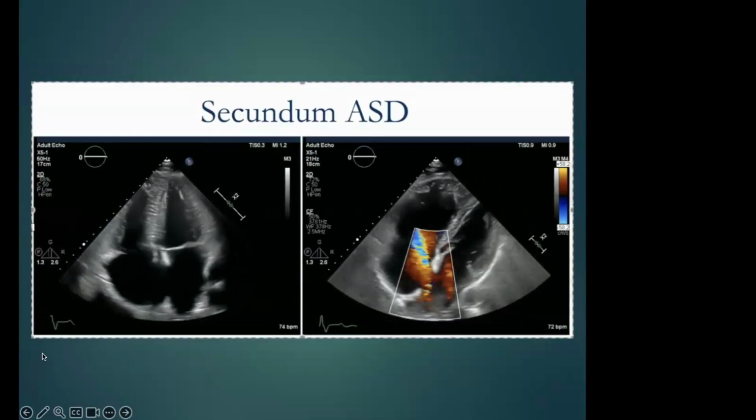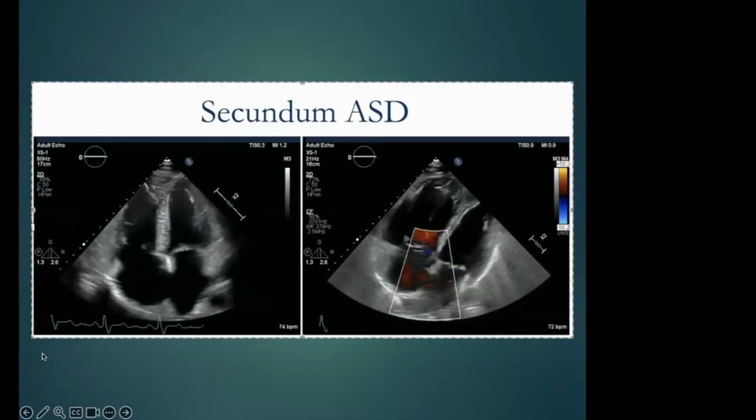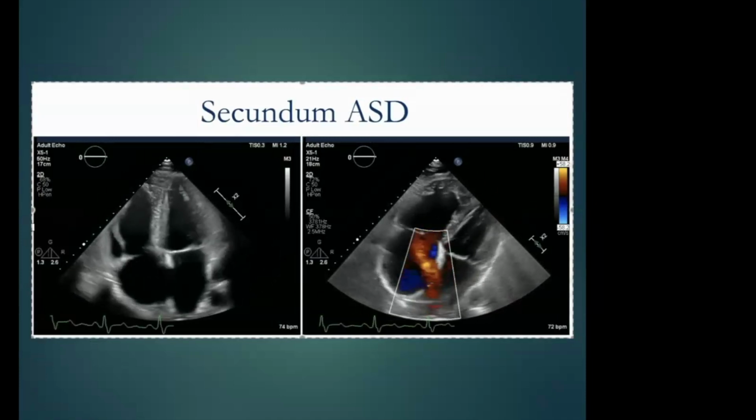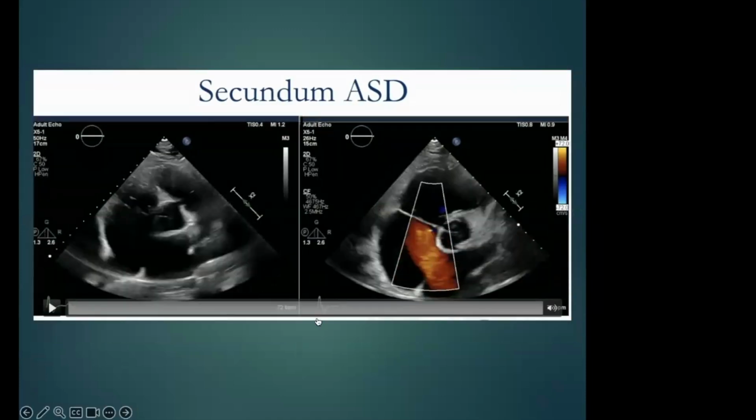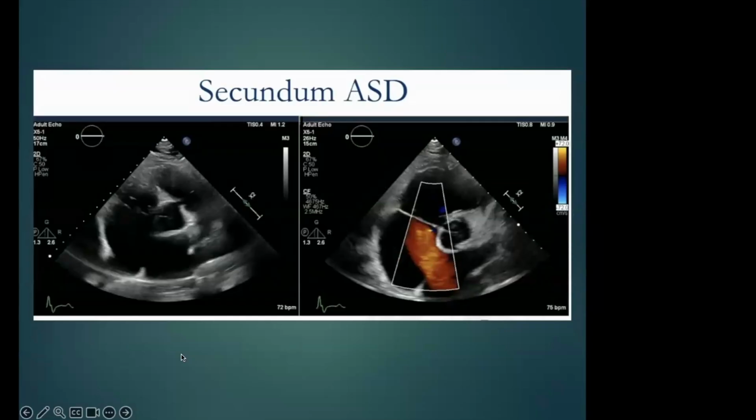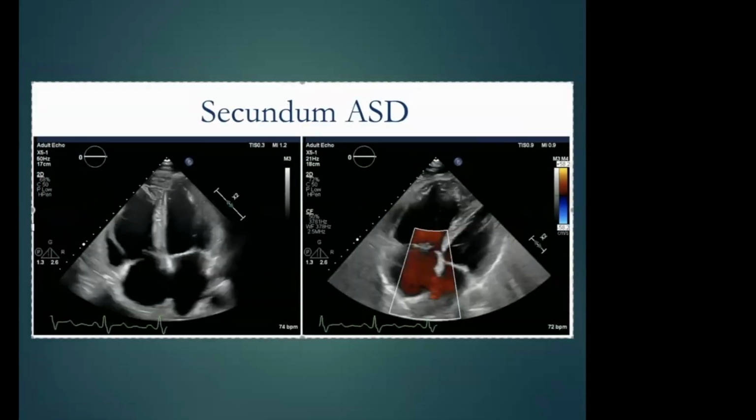Now, as mentioned before, a lot of these views are usually complicated by dropout. So you can see what looks like a superficial defect here. We don't often see the color flow in these views, much more common in the subcostal area.